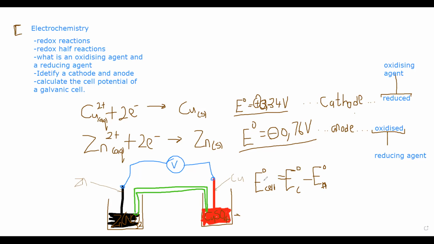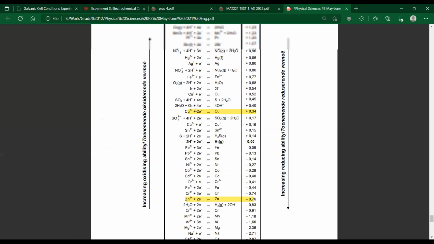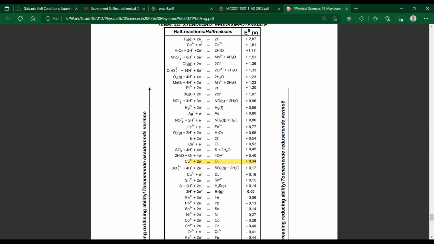So there's two ways to identify the cathode and anode. The first one, you just look at these signs. If it's negative, it's the anode, and if it's positive, it's the cathode. But you can also, let me just share my screen again, look at it from here, just from this table.